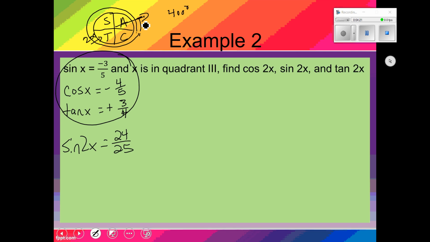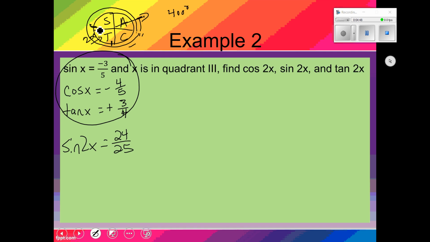Now, if you took an angle closer to 270 and doubled it, you would end up in quadrant 2. So if you're in quadrant 3 and you double it, you're either going to end in quadrant 1 or quadrant 2. So it makes sense that our sine is positive, because in quadrant 1 or 2, the sine is positive when you double it.